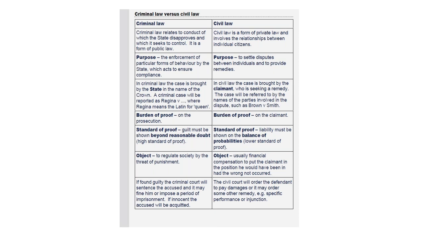If found guilty, the criminal court will sentence the accused, and it may fine him or impose a period of imprisonment. If innocent, the accused will be acquitted. So after the hearing, after all the proofs presented by the prosecutor, if the judge thinks there is no reasonable doubt in his mind that the person is guilty, in that case he will impose punishment that can be in the form of a fine or imprisonment.